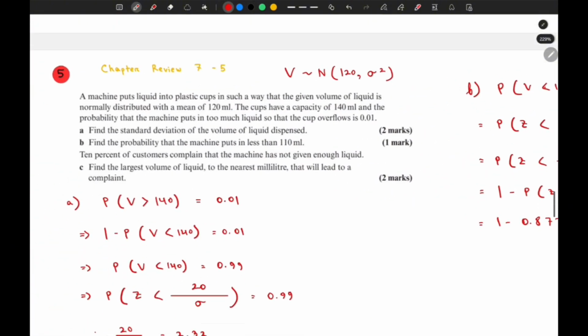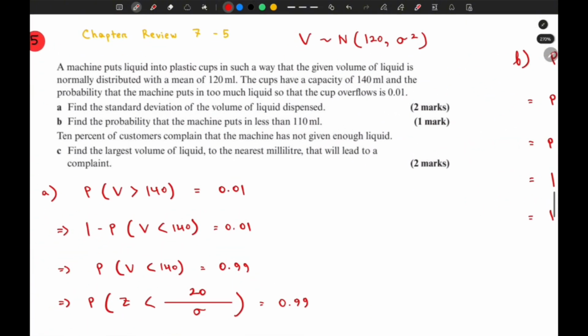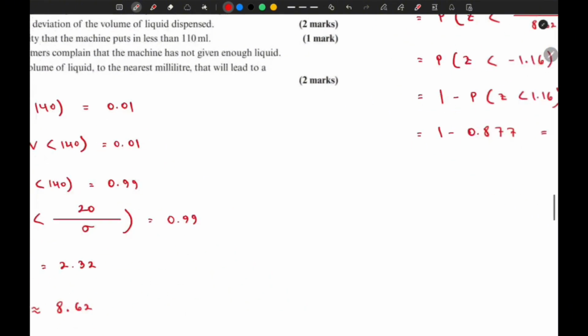Now moving on to the next part. 10% of customers complain that the machine has not given enough liquid. Find the largest volume of liquid to the nearest milliliter that will lead to a complaint. So 10% of customers complain that the machine has not given enough liquid. So we need to find the largest volume of liquid that will lead to a complaint.